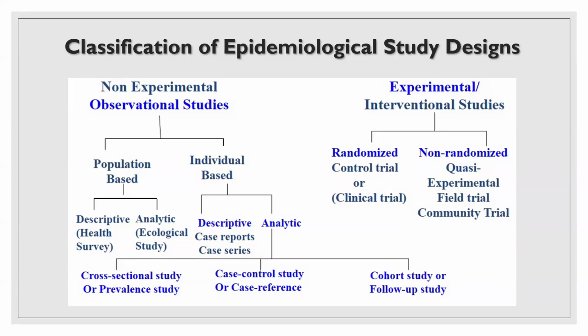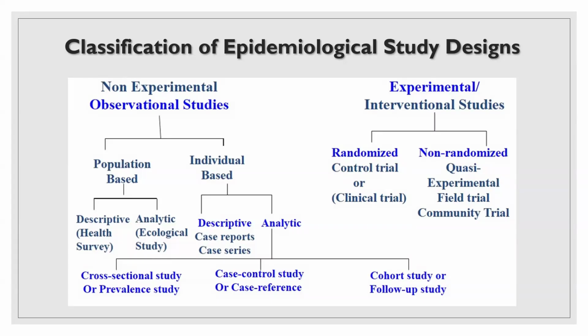So that's what the observational study group is all about. Everything you do, you just observe. Whatever the outcome is, you just observe. You have no hand in it. But in the experimental, you do. You must have a hand in it one way or the other. So that's the difference. So in the observational studies, you can either have the population base or the individual base.